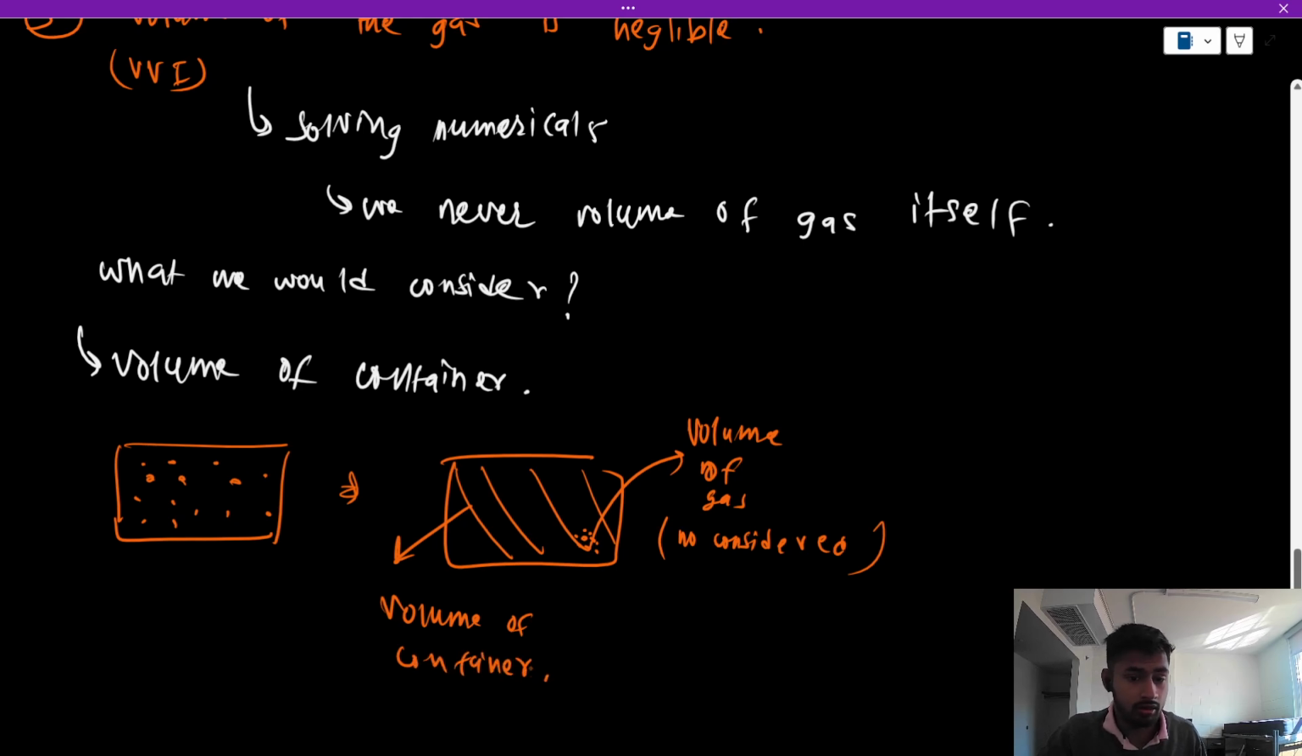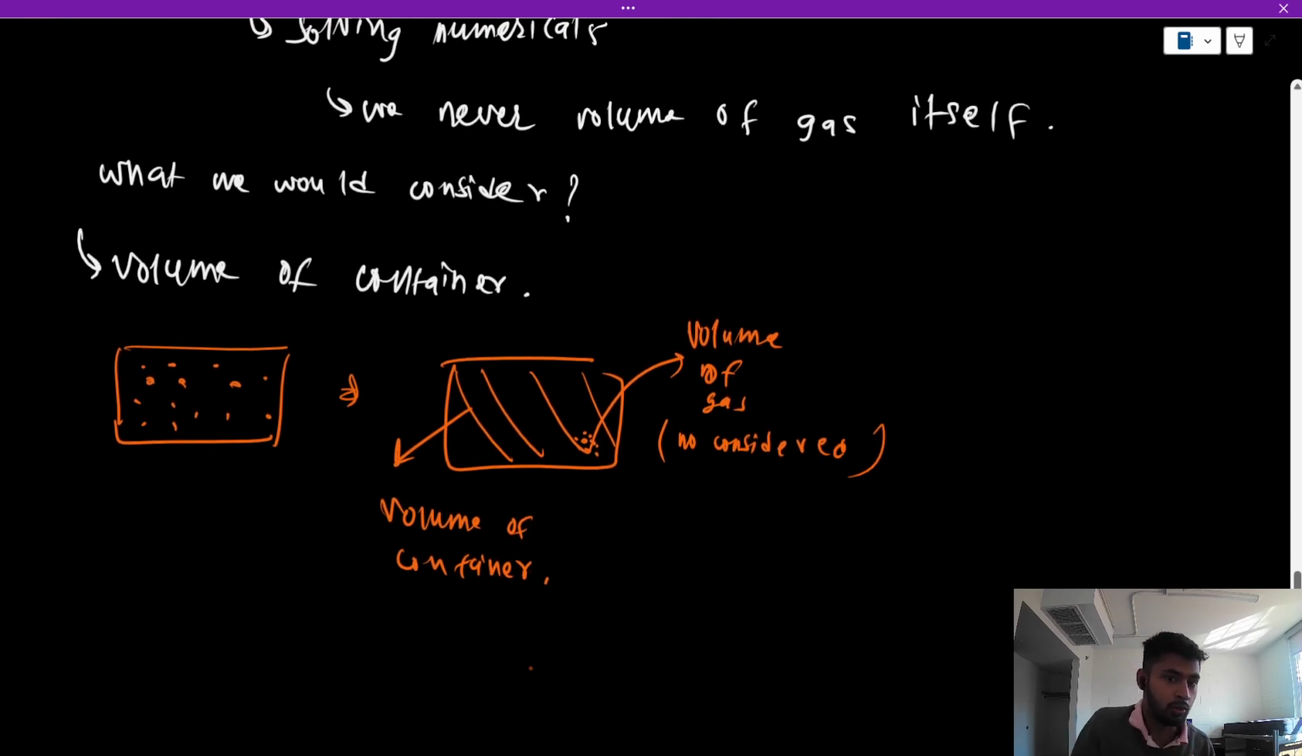Which is counterintuitive and wrong in the sense that we're supposed to consider the volume, but since we want to simplify the entire process, in ideal gases we are supposed to consider just the volume of the container itself.